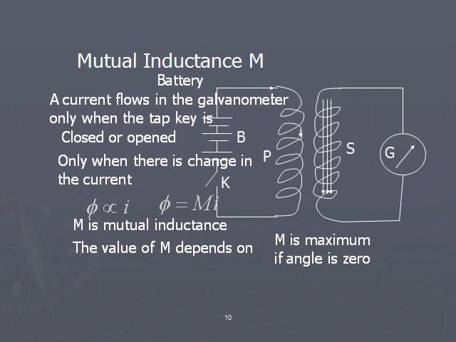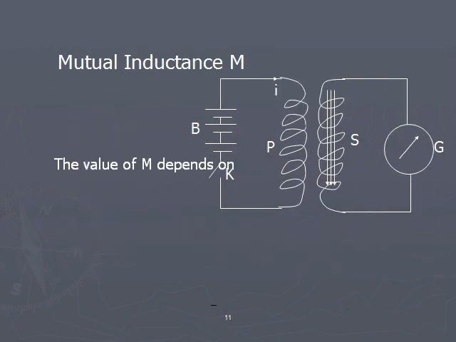Now let us consider only the flux created in the second coil, the flux linked with the second coil. If phi is the flux linked with the secondary coil and I is the current in the primary coil, remember that current is flowing in P, whereas flux is linked with S. So whenever current is flowing in P, a flux is linked with S. If that flux is phi and the current in the primary is I, then the flux linked with the coil S is phi is proportional to I. Phi is proportional to I, and this proportionality is replaced with a constant M. So phi is equal to MI, where M is called mutual inductance of the two coils.